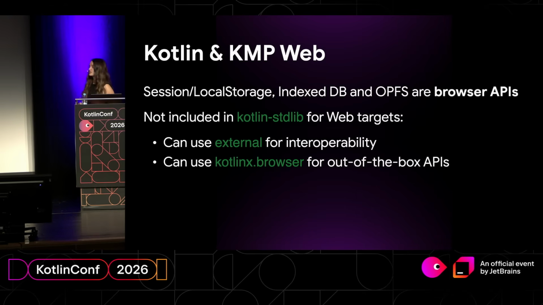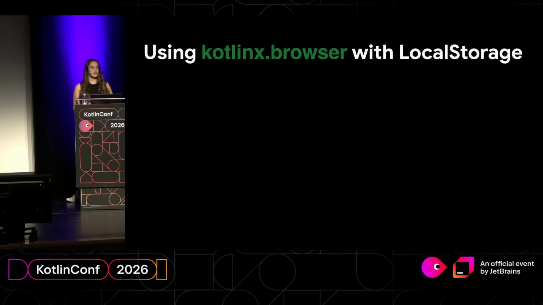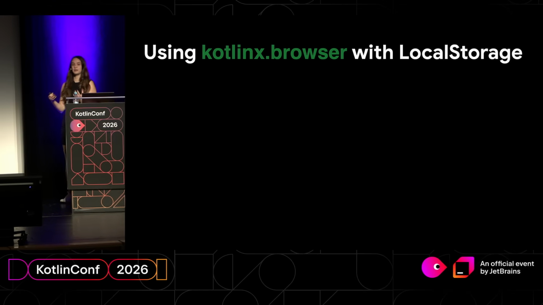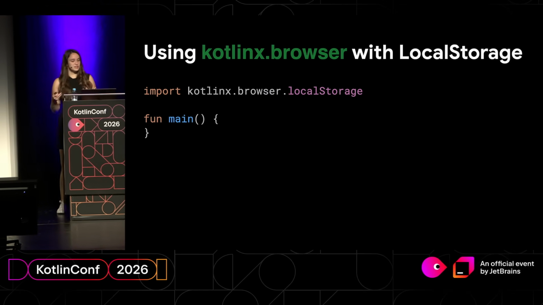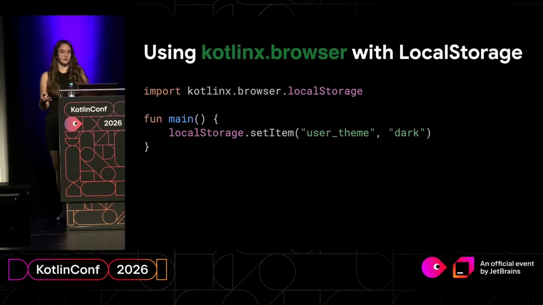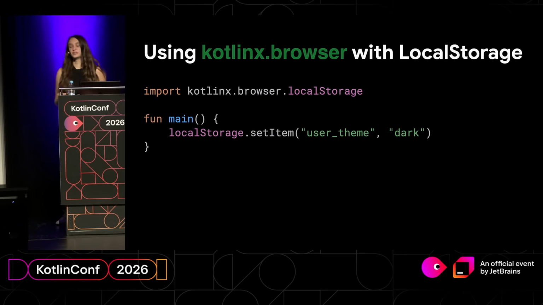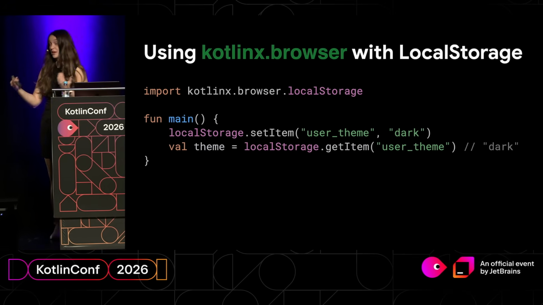And we should also mention that the Kotlin X browser library is currently a work in progress, so the actual API surface is subject to change. A very direct example of how you can use the Kotlin X browser APIs out of the box is with local storage. You can simply get a local storage instance from the Kotlin X browser library, and you can set or get your data or values.